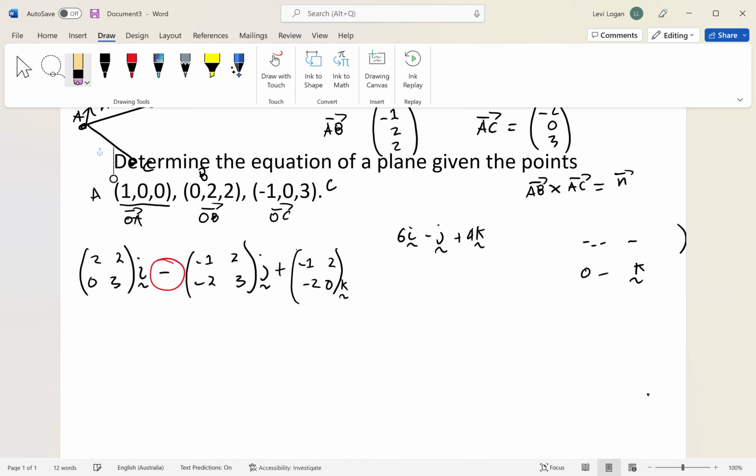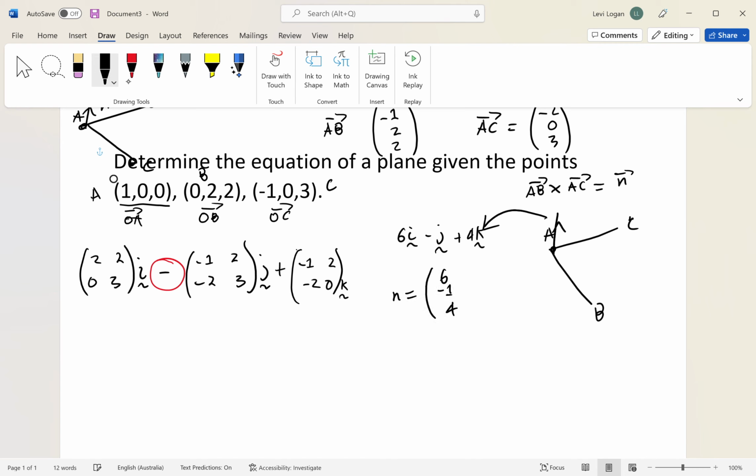Now, what have we found? We said earlier at the start of the video that we define a plane as basically just a normal vector n dotted with r. That's how we define a plane. What we've found with the cross product is the vector that's perpendicular to the plane. So we've found our normal vector, which is equal to 6, negative 1, 4.